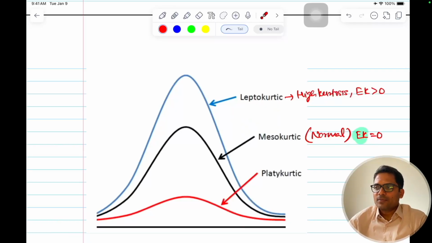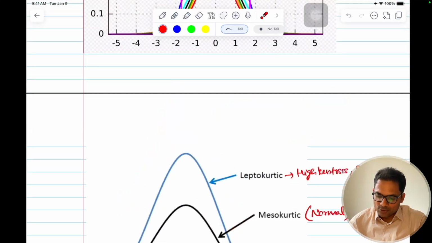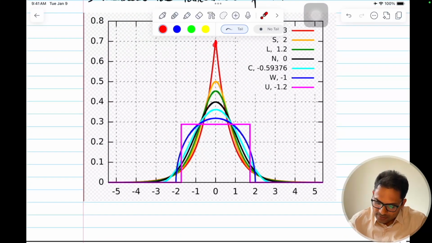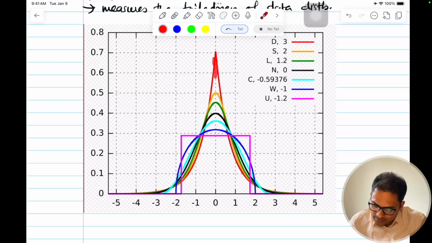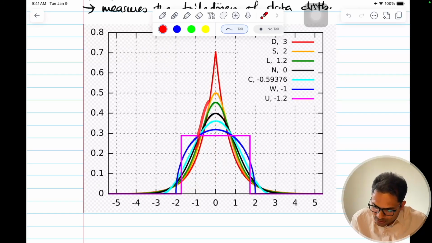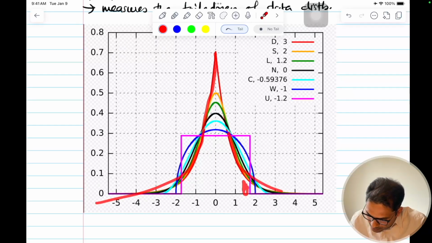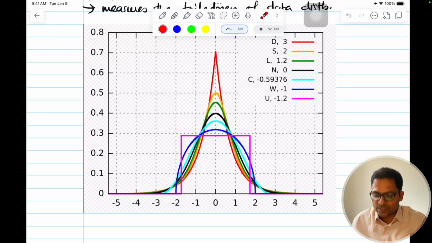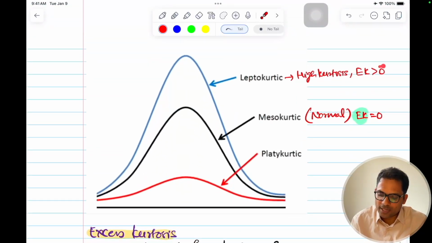For example, these are like the Laplace distribution. If you see Laplace, right? See this Laplace, D was Laplace. It has a very high peak. So a lot of data is around the mean, and the tail is also thick. If you see the red one, the thick tail is here. The tail is thick. That's what we mean. So that is lepto, high kurtosis.